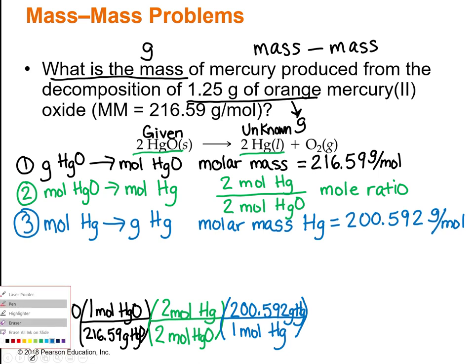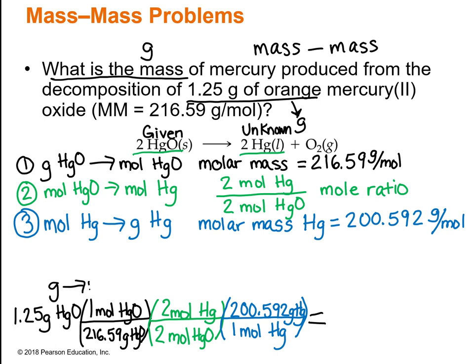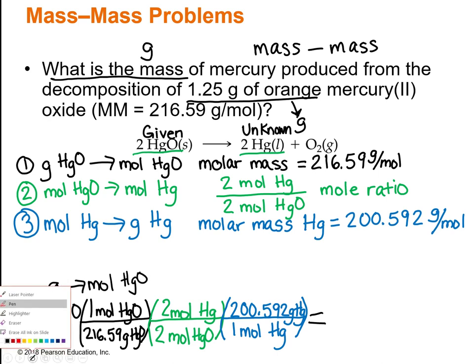So hopefully the different colors help you see the different steps. The first thing that we did was go from grams to moles of HgO. And you can see that if you go through and do your canceling, I'm going to use red to cancel. We get rid of the grams and we're left with moles. So that first step checks out.